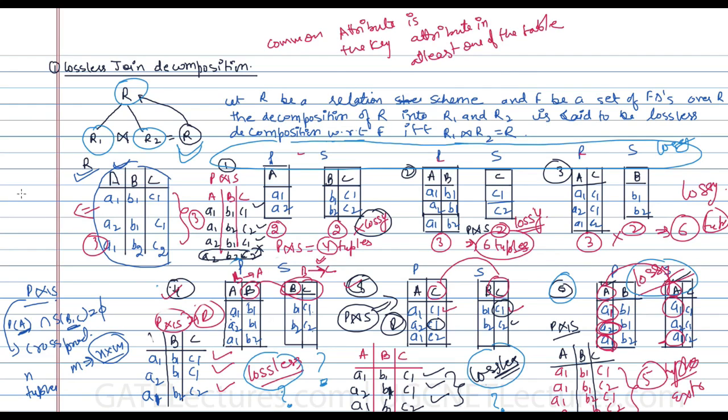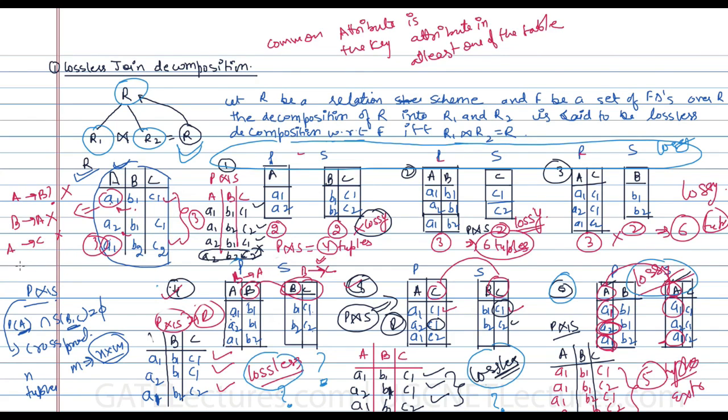Here, can I say A determines B? No, I cannot say. Why? Because A1 and A1 is there, and it is matching with two values. Can I say B determines A? No. Why? Because B1 and B1 is compared with two values. Can I say A determines C? No, I cannot say. Why? Because A1 and A1 is matching with the value C1 and C2.